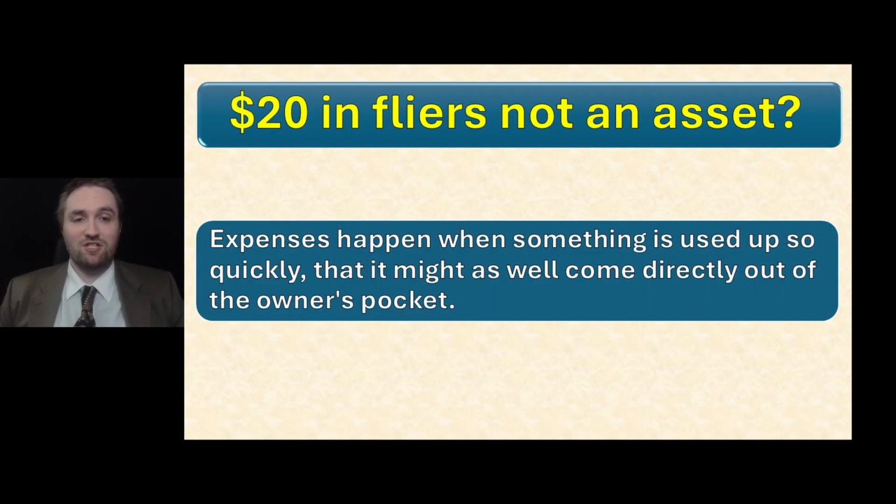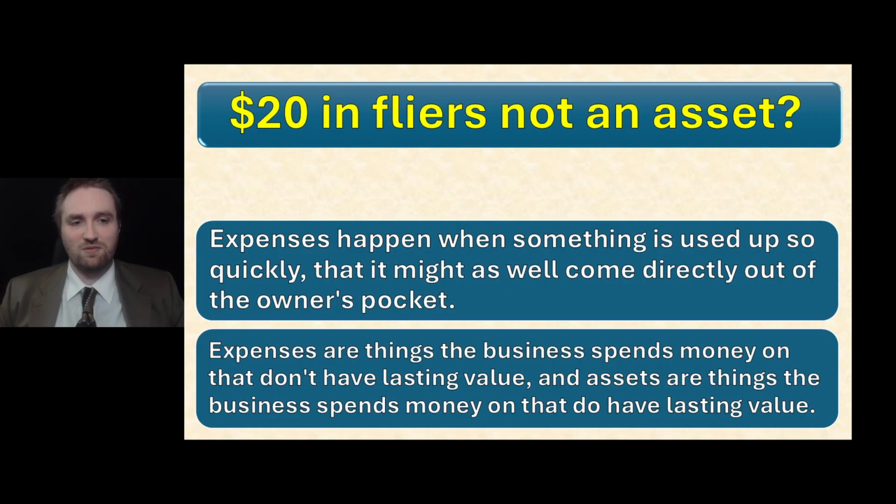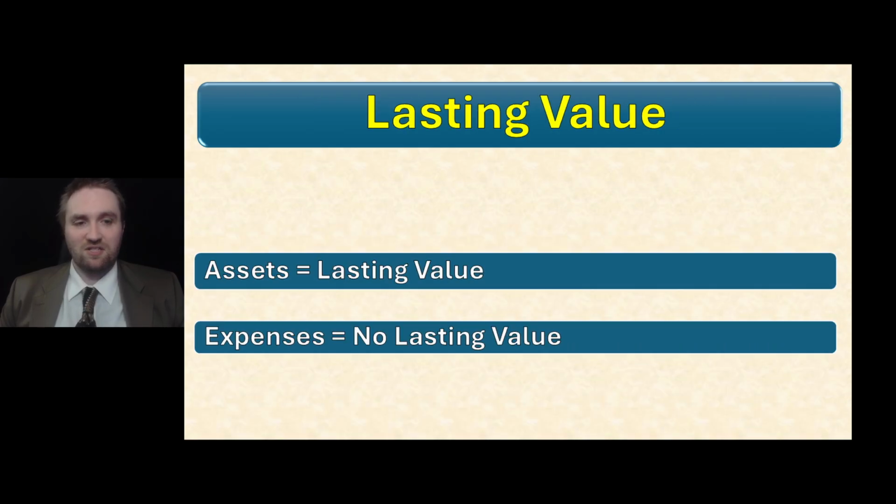Expenses happen when something is used up so quickly that it might as well come directly out of the owner's pocket. The important phrase to remember here is lasting value. Expenses are things the business spends money on that don't have lasting value. And assets are things the business spends money on that do have lasting value. Think about it like this. Assets equal lasting value. Expenses equal no lasting value.